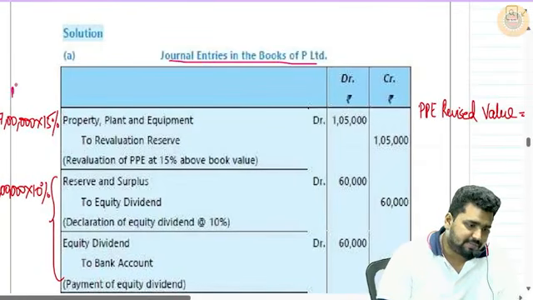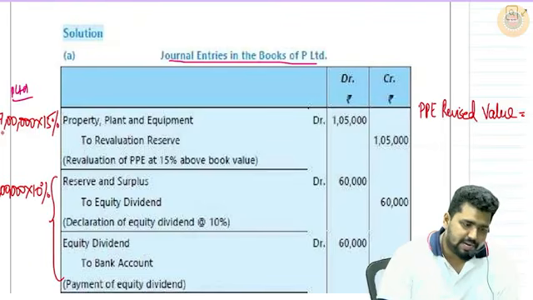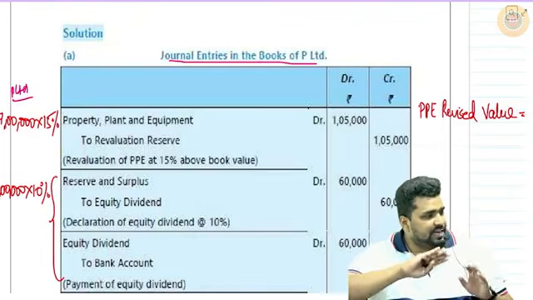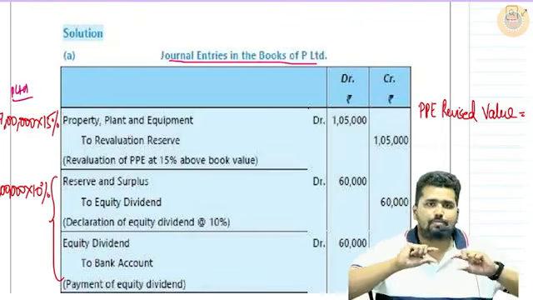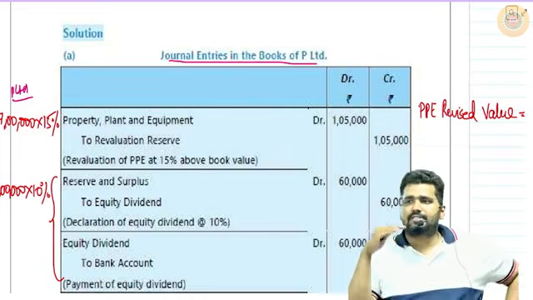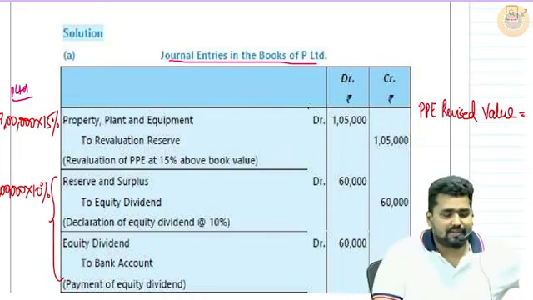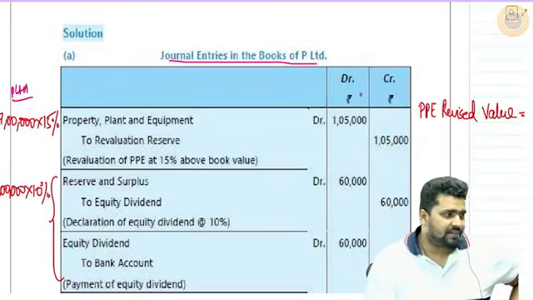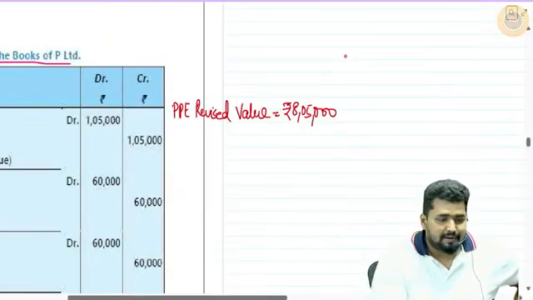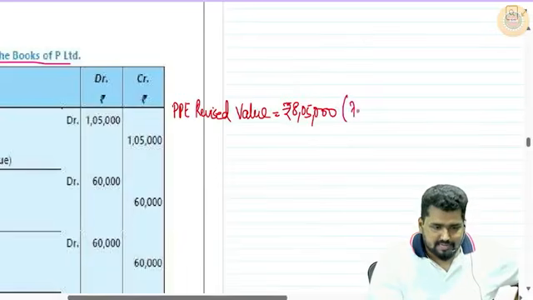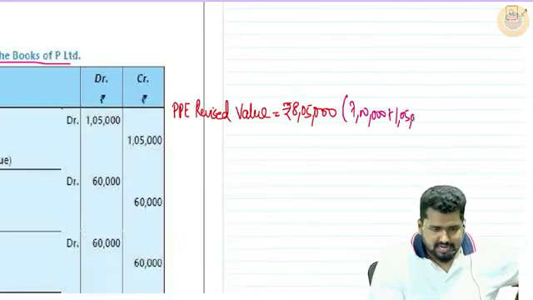As per the balance sheet of P Limited, P Limited's PP book value was 7 lakhs, with a 15% increase. So 7 lakh into 15%, how much? What is the journal entry we will pass at the time of revaluation reserve? PP account debit to revaluation reserve. So 7 lakh into 15% is how much? 1,05,000. Therefore, when I prepare a balance sheet after amalgamation, my value of the asset will be 7 lakh plus an increase of 1,05,000, total 8,05,000.